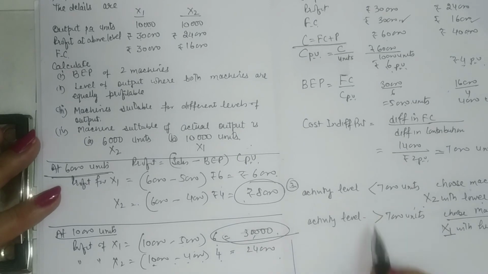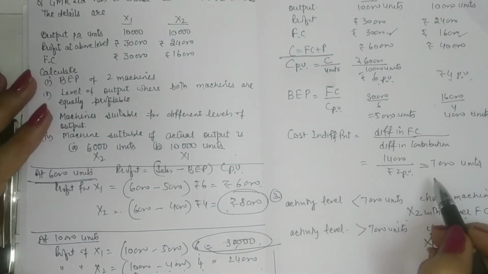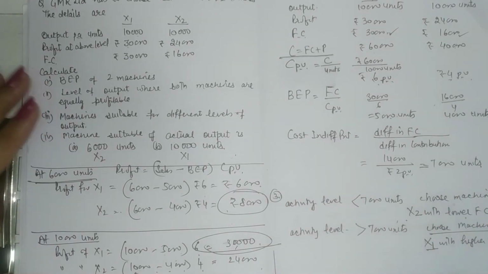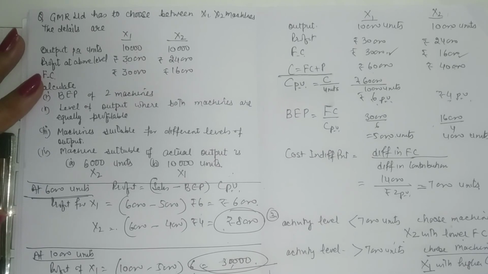So this management decision making must be considered with a view about cost indifference point. I hope this calculation of cost indifference point and relevant managerial decision making is clear to you, and you can practice some more questions based on this.